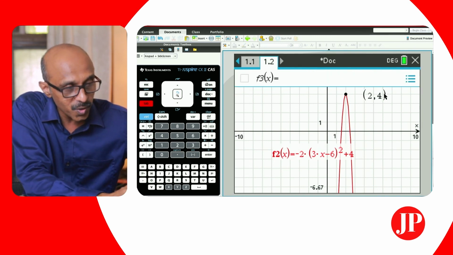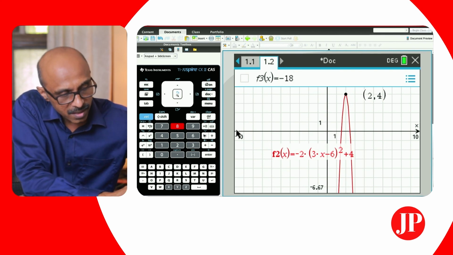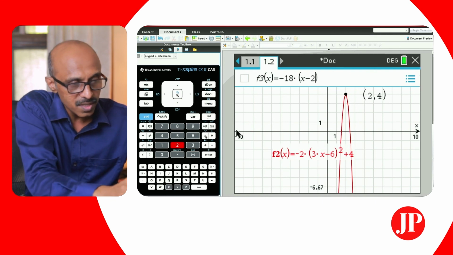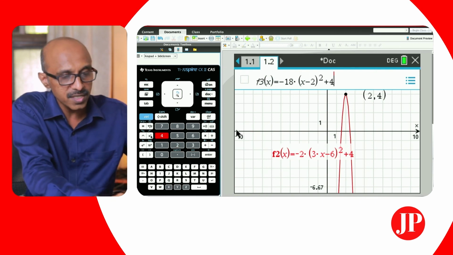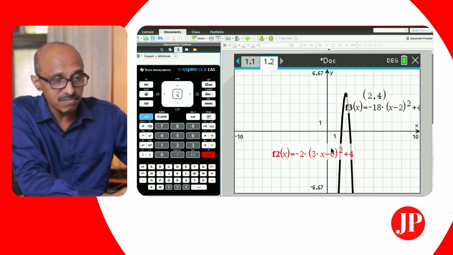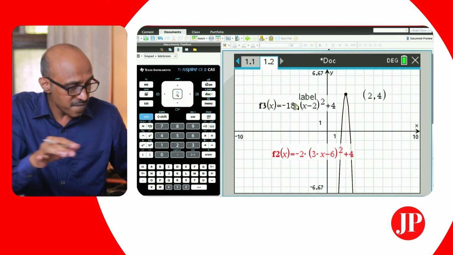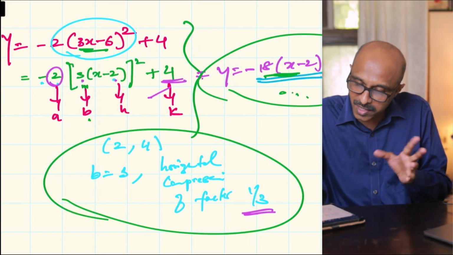So I'm just going to enter negative 18 times (x minus 2) the whole square plus 4. That was what the second graph was. And you can see that it just goes on top of that, which means they both are the same graph. We verified that these two graphs are the same algebraically.